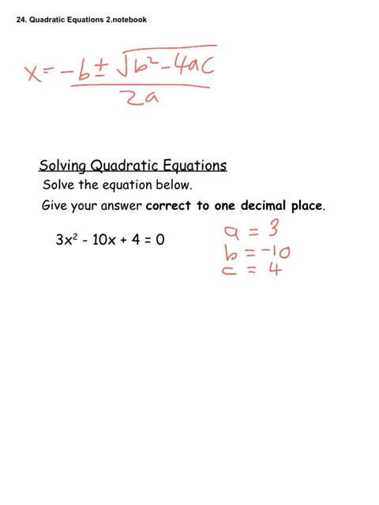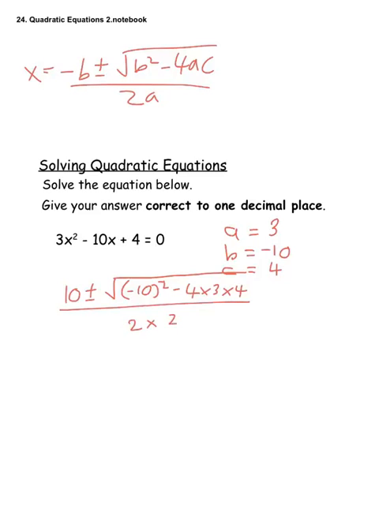If we put that into the equation, we get minus 10, which is positive 10, plus or minus the square root of minus 10 squared minus 4 times 3 times 4. And that's all going to be divided by 2 times a, which is 3.